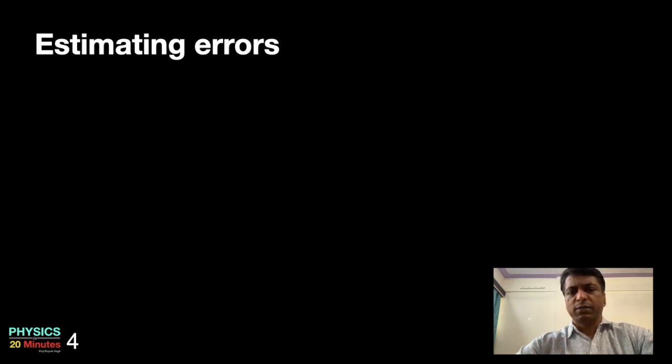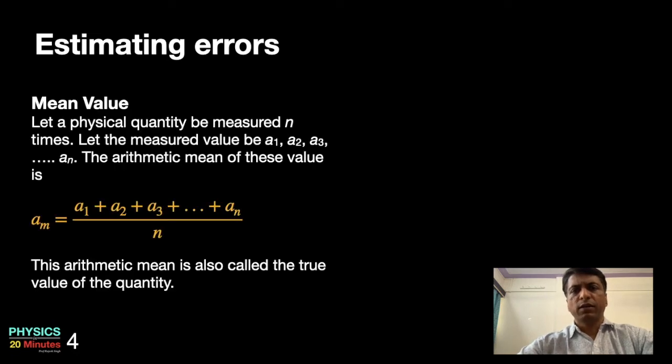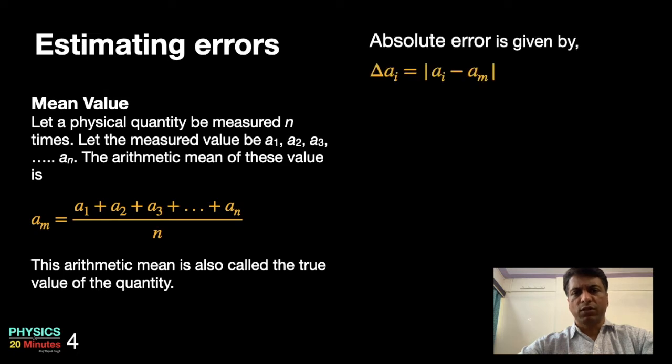How do we estimate errors? As we have seen, the mean value is the most accepted value of the true value of the quantity. So if you take a number of such readings, then you take a total of all such readings and divide it by the total number of observations. This will give you the mean value, which is generally considered as the true value of the quantity.